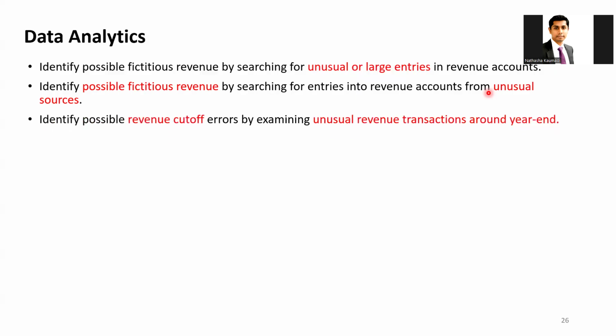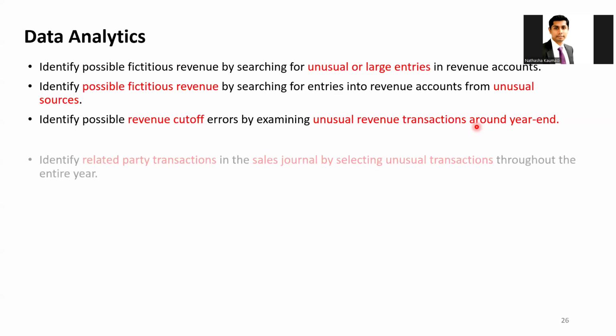And then unusual revenue transactions around year end, because data analytics can track the trends. They can identify the trends. What are the possible ways of recording the revenue transactions? So towards the end of the year, there can be some unusually high revenue figures, unusually high revenue transaction numbers. So there can be issues like that.